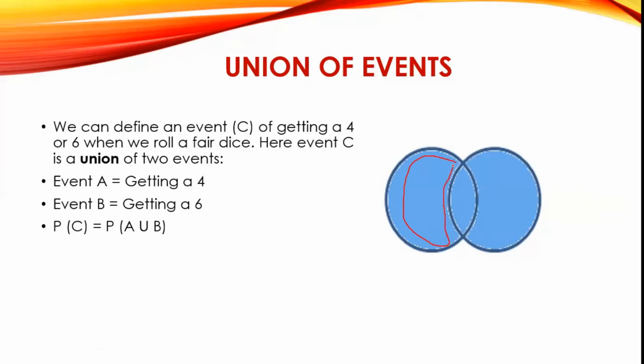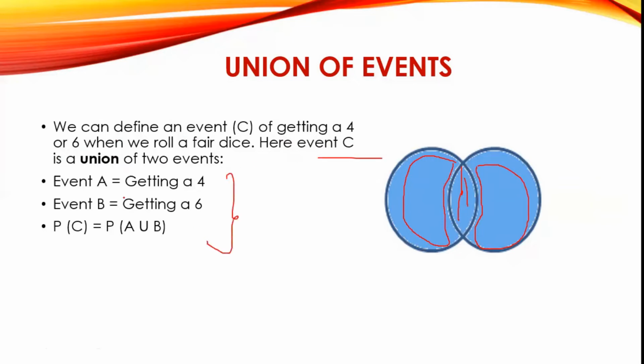So only whatever B is there is subtracted. So A minus B is here. Now this is B minus A. This place is B minus A. Like this comes here now. This is the intersection. So we can define an event C, for example, of getting a 4 or 6 when you roll a fair dice. Here, event C is the union of two events.